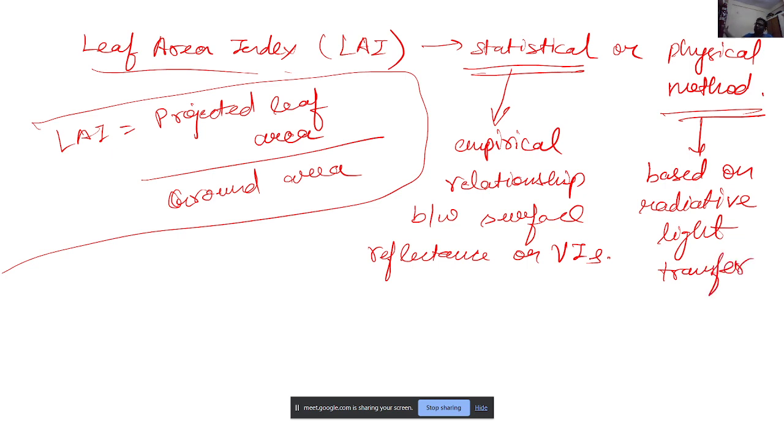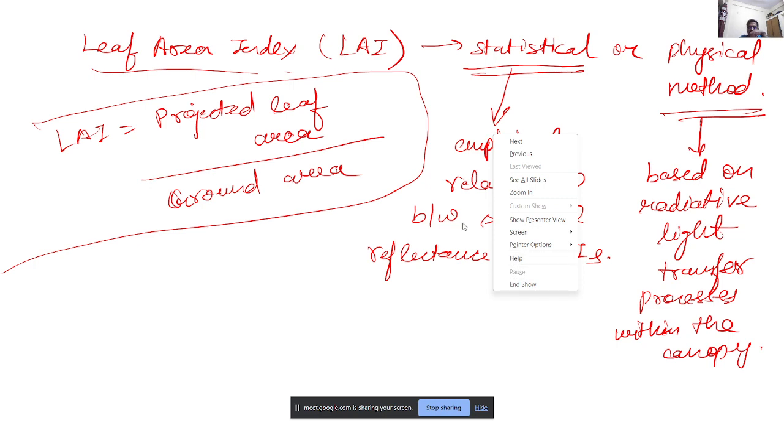Whatever amount of light falls on the canopy, how much would be intercepted, how much would be transmitted, and everything. It's a very complex thing. The physical method is a very complex way to find out LAI, by the way. These are transfer processes within the canopy. So how do we find out the LAI, with respect to the different seasons? Let's check it then.